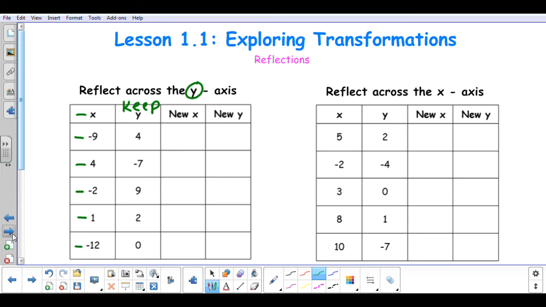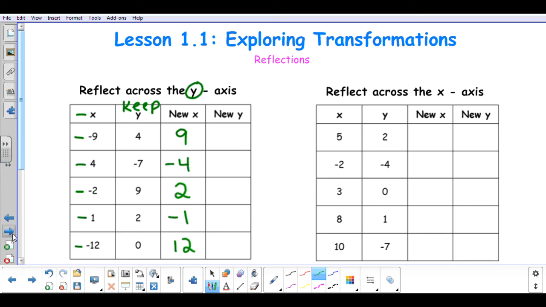Okay? So here I start with my negative 9. So to flip that, it would become a positive 9. My positive 4 will change to a negative 4. My negative 2 to a positive 2. My positive 1 to a negative 1. And my negative 12 to a positive 12.